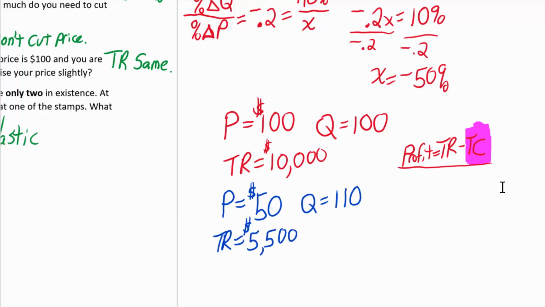Now, if what you're after as a business is profit, and we're saying that your total costs aren't going to change, whether you sell this 10% extra or not, you can just throw it away, then if your total revenue is going down from $10,000 to $5,500, and your total costs aren't changing, let's suppose they're $1,000, then obviously you're being hurt here. Your profits are going to go way down if you lower your price by this drastic 50% in order to sell an additional 10% of merchandise.